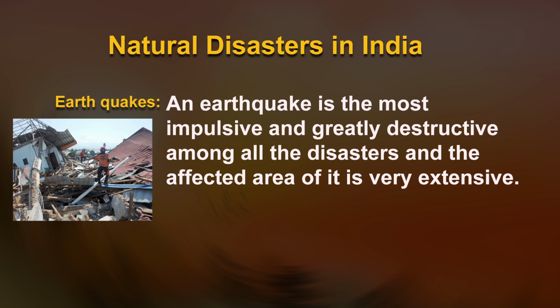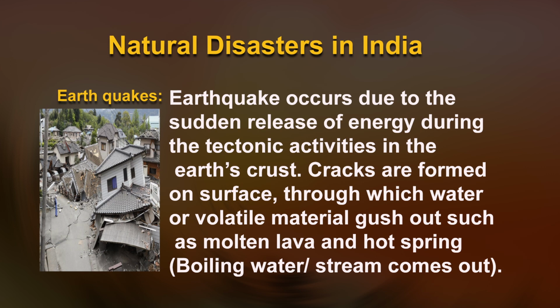Earthquakes. An earthquake is the most impulsive and greatly destructive among all the disasters, and the affected area of it is very extensive. Earthquakes occur due to the sudden release of energy during the tectonic activities in the Earth's crust. Cracks are formed on the surface through which water or volatile material gush out, such as molten lava and hot springs, which is boiling water, and steam which comes out from the Earth's surface.